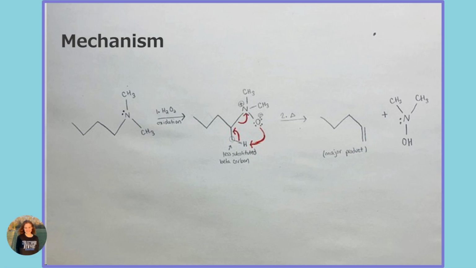This means the least substituted beta carbon will have a more stable transition state and therefore a lower activation energy, as opposed to its more substituted beta carbon counterpart. This deprotonation will form the pi bond on the alpha carbon, causing the leaving group to pop off. The major alkene product formed will be on the less substituted position.